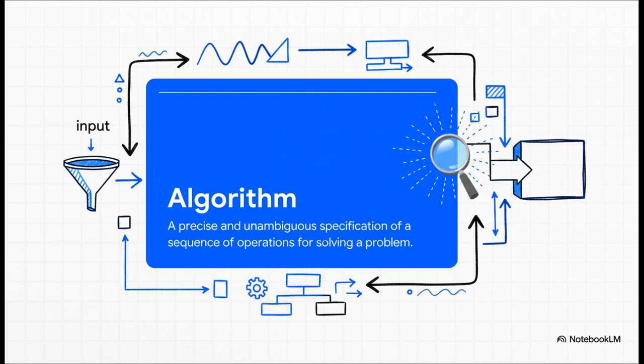You give it some information, that's the input, it follows a very strict sequence of steps, and then it produces a result, the output. The key here is that there's no guessing. It's an unambiguous, crystal clear path from a problem to its solution.